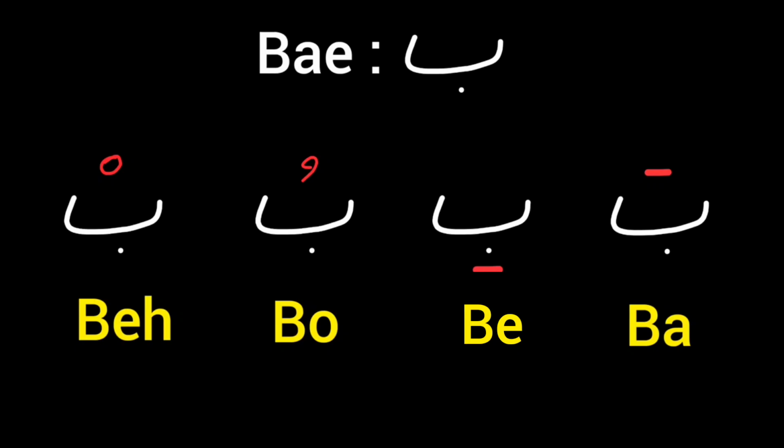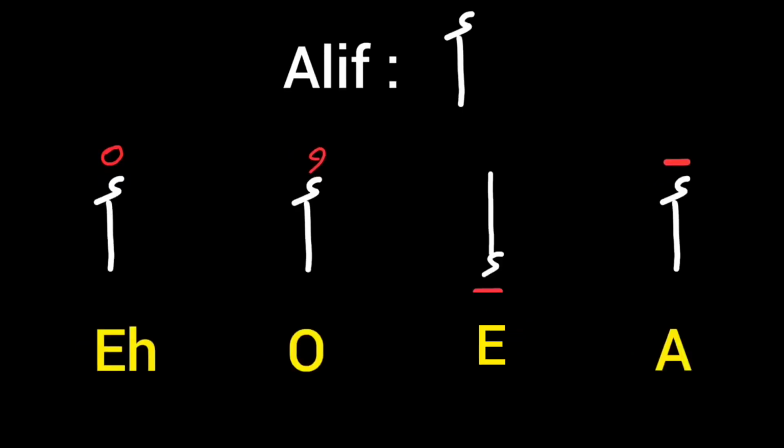Let's start. Ba with fatha, it's ba. Ba with kasra, it's bi. Ba with dhamma, it's bu. And Ba with sukun, it's b. Ba with tanween, it's bun. So: ba, bi, bu, b.